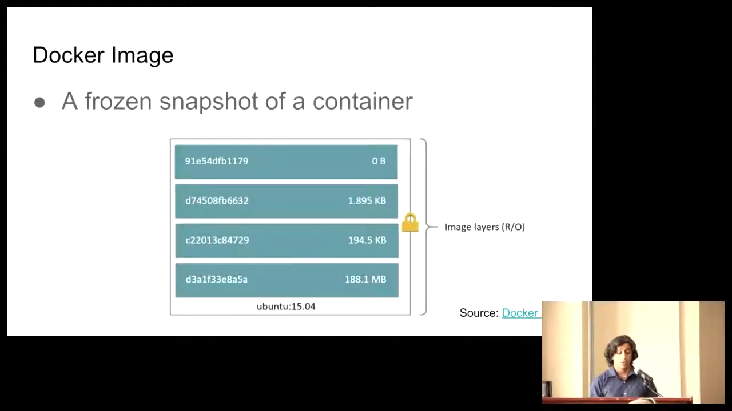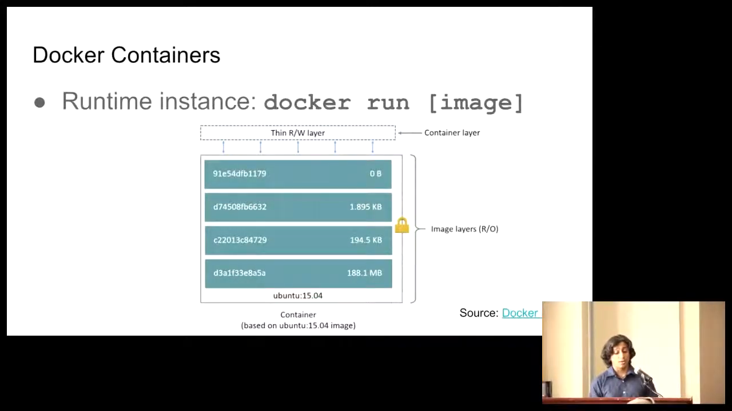So what's an image? An image is a frozen snapshot of a container. Each image consists of a set of read-only layers that are stacked on top of each other, and each layer is a set of differences from the layer below it. When we make a container, that's actually a runtime instance of an image. When we create the container, we add a thin read-write layer on top of the image layer stack. That's called the container layer.